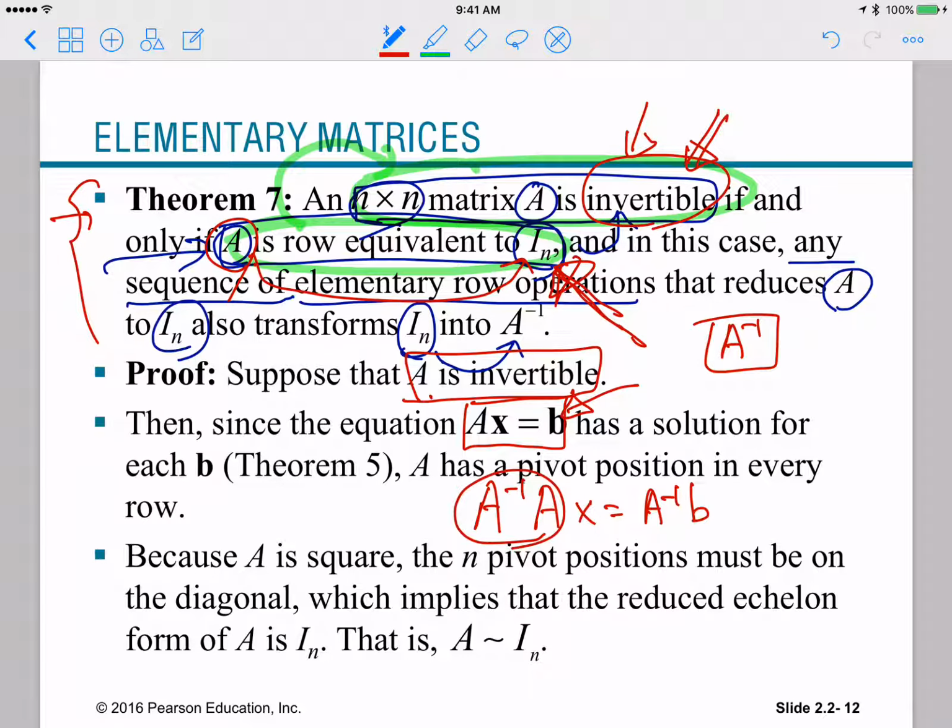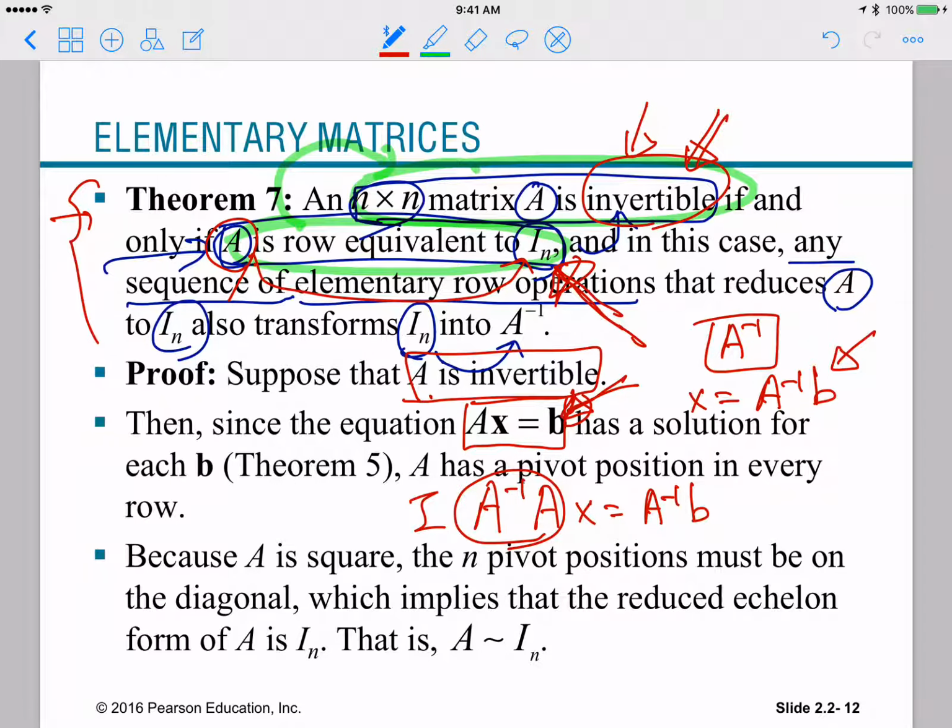Then this part will become identity, which is quite obvious, and so the solution vector X will become A inverse B, right? So this is one unique vector, which means for any given B, you will always have at least one solution, and at the same time, you will only have this one single solution.